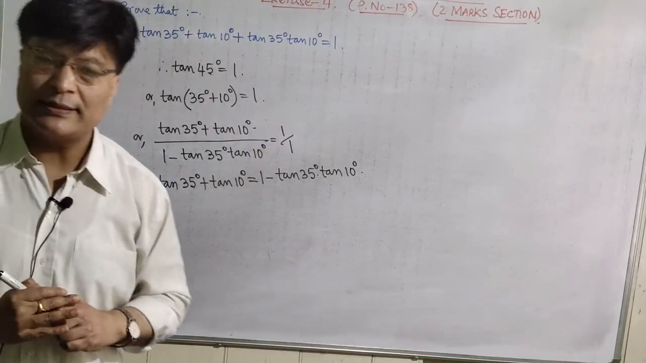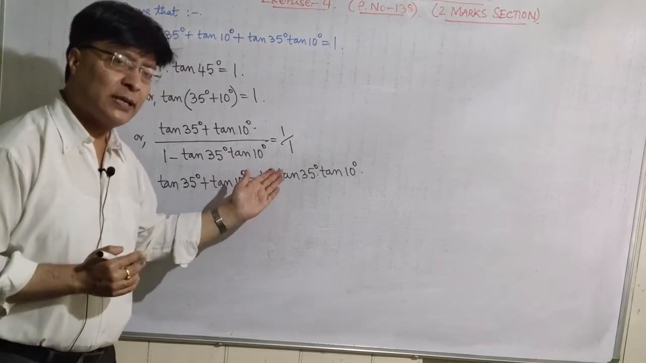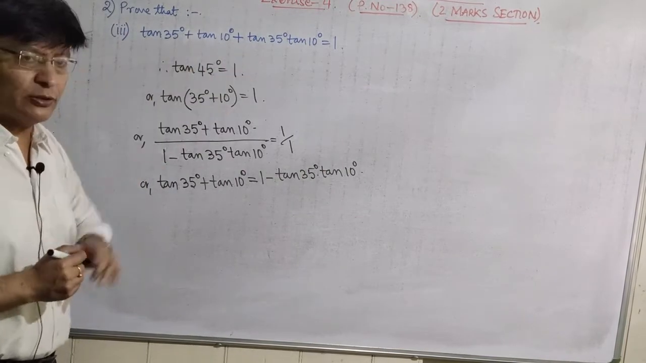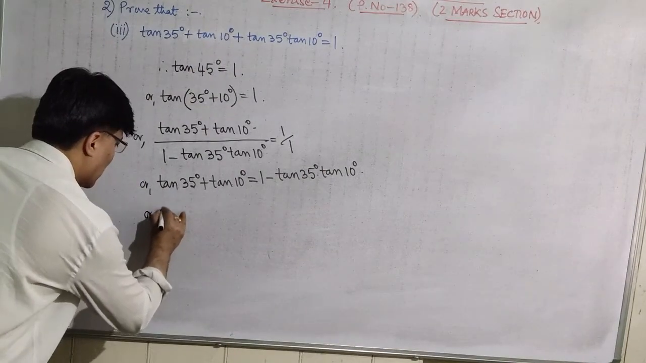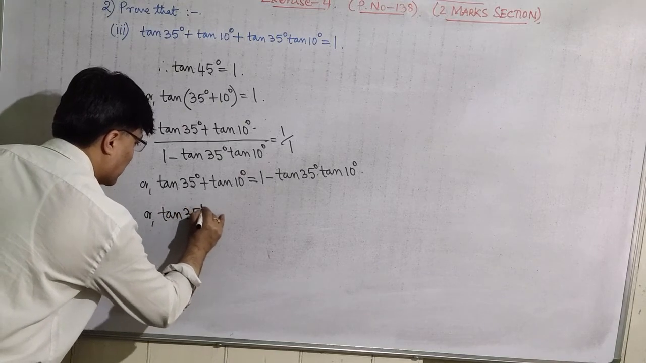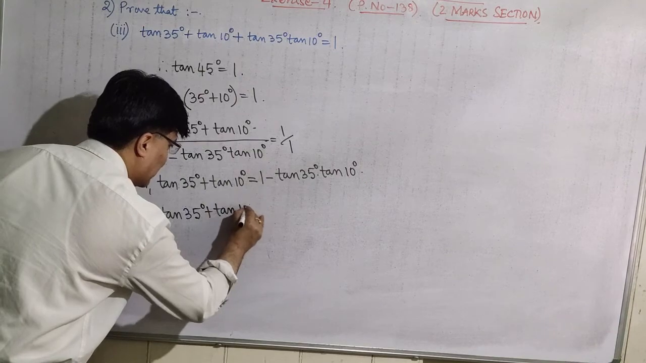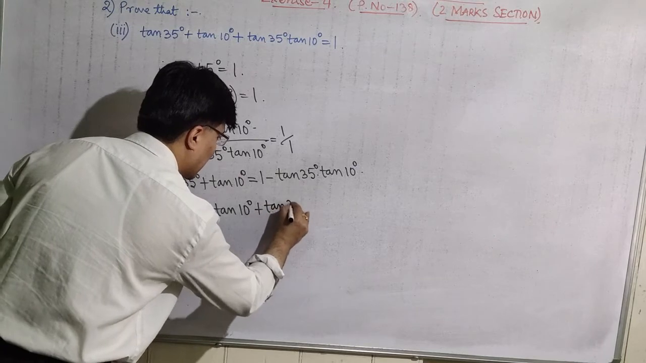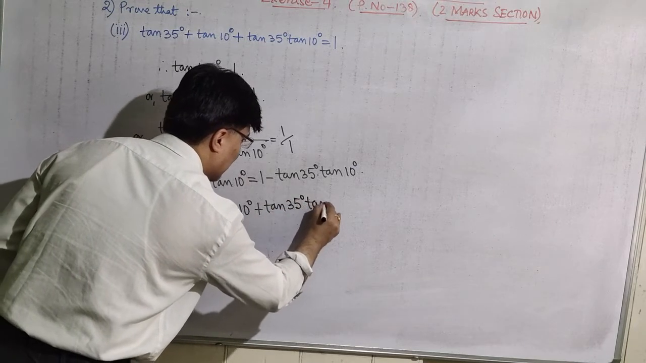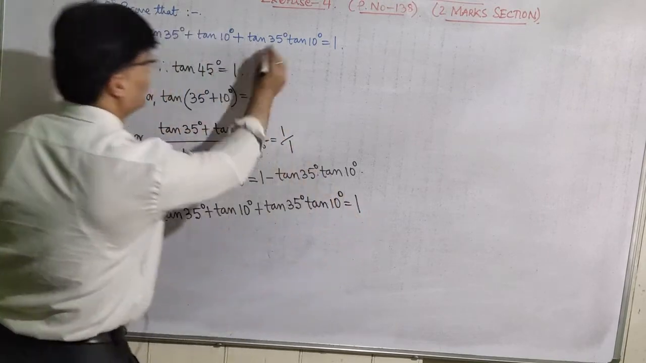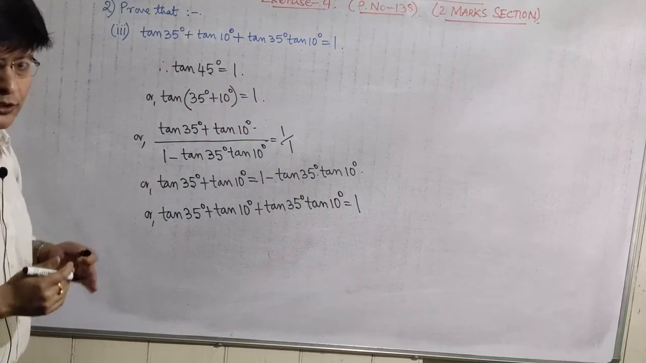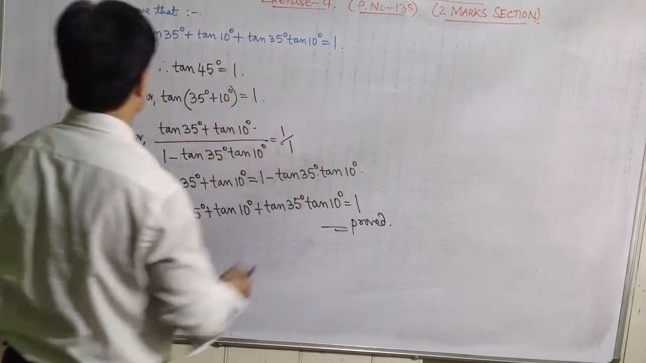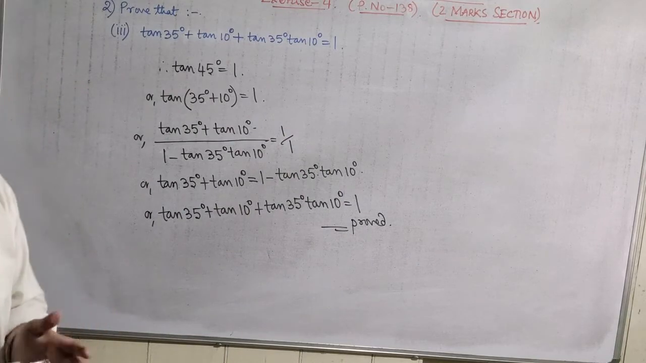So I think you have understood it. Okay, so now we can take this minus tan 35 degree tan 10 degree to the left hand side to prove this LHS is equal to RHS. So now it is tan 35 degree plus tan 10 degree. This minus becomes plus on the left hand side, so it is plus tan 35 degree tan 10 degree, which is equal to 1. So we have proved the given result. So we proved LHS is equal to RHS. So it is proved. So you can copy it. Now we'll do the next question.